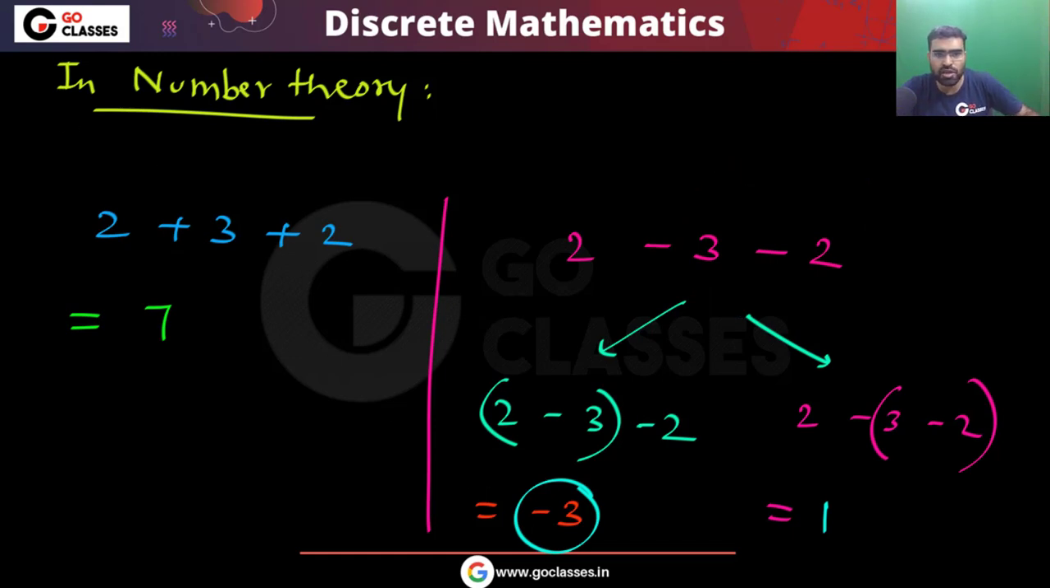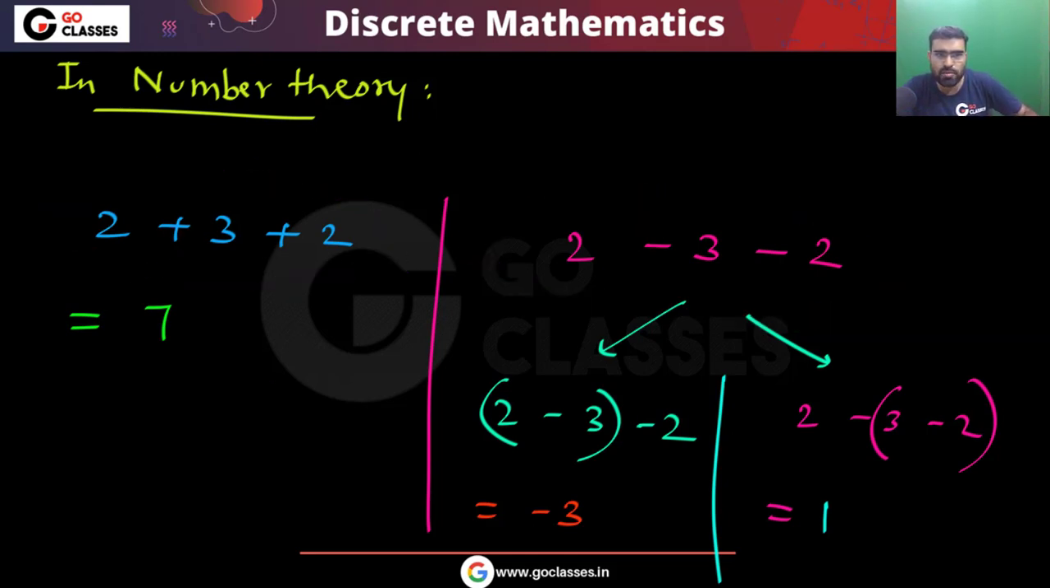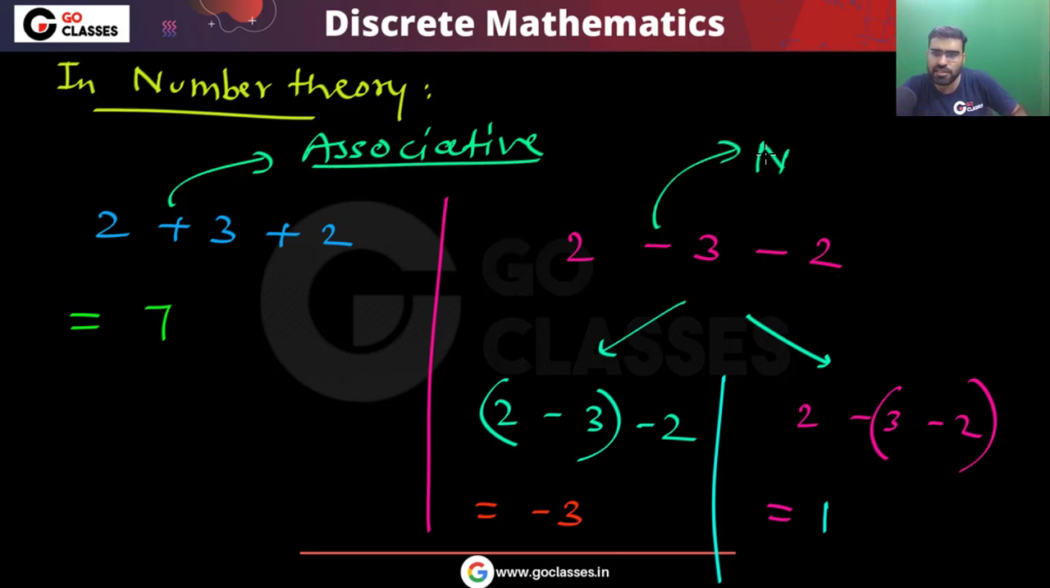So again you can notice that there is ambiguity here, but in the addition case there is no ambiguity. What is the reason? The reason is simple, because this addition operator is associative. And why is this one ambiguous? This is ambiguous because this subtraction operator is not associative.